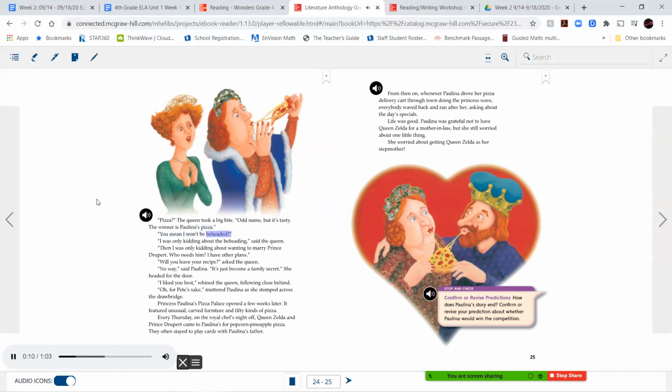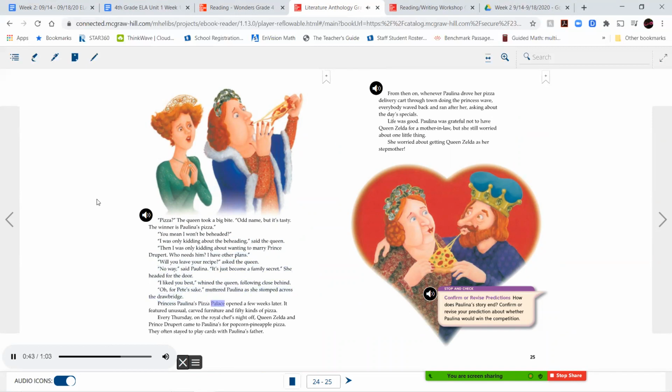"You mean I won't be beheaded?" "I was only kidding about the beheading," said the Queen. "Then I was only kidding about wanting to marry Prince Drupert. Who needs him? I have other plans." "Will you leave your recipe?" asked the Queen. "No way," said Paulina. "It's just become a family secret." She headed for the door. "I liked you best," whined the Queen, following close behind. "Oh, for Pete's sake," muttered Paulina as she stomped across the drawbridge.